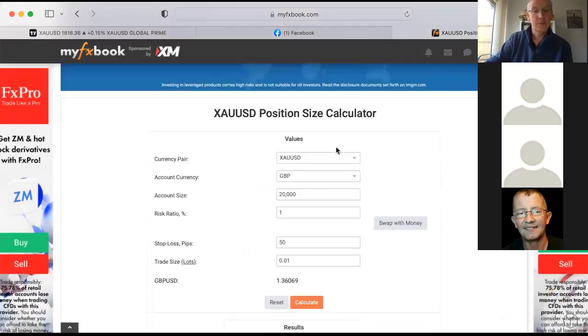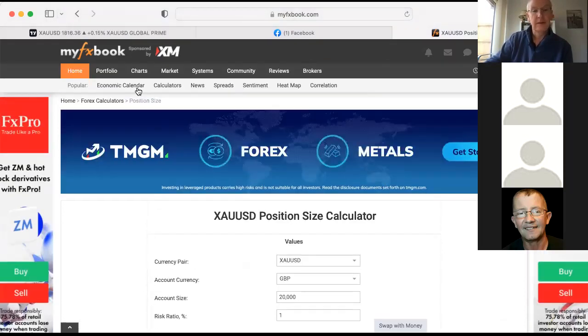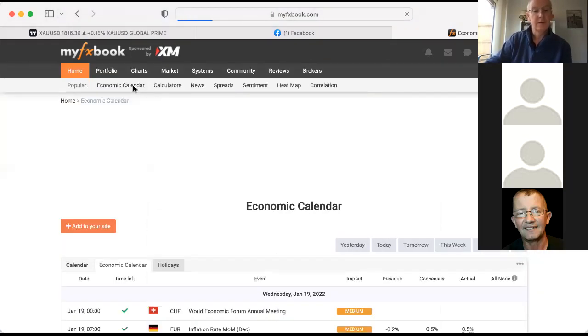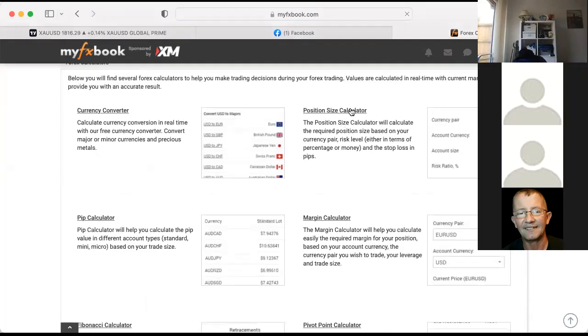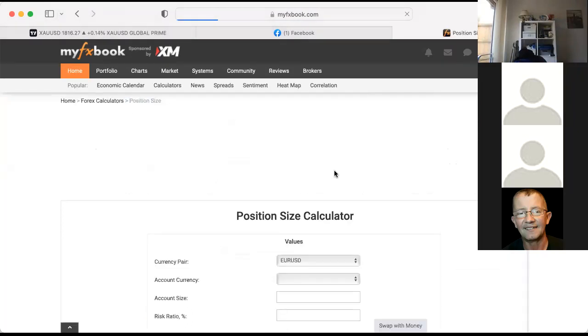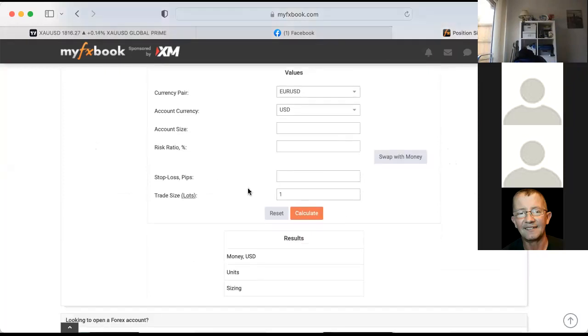So I'm just going to go through that once again. If I come out of calculators and go back into calculators, you'll see that the setting resets itself. It goes back to Euro USD, and the trade size is 1. Now that's fine. That's great with Forex pairs. All your Forex pairs, your trade size needs to be 1.